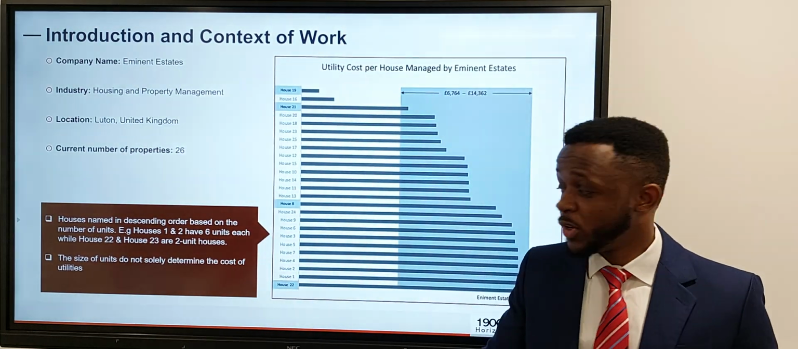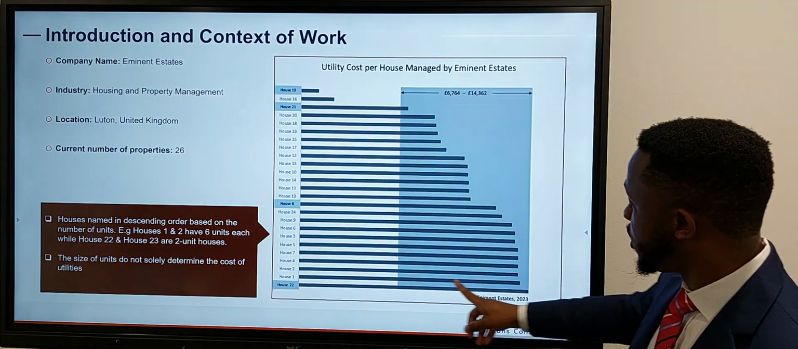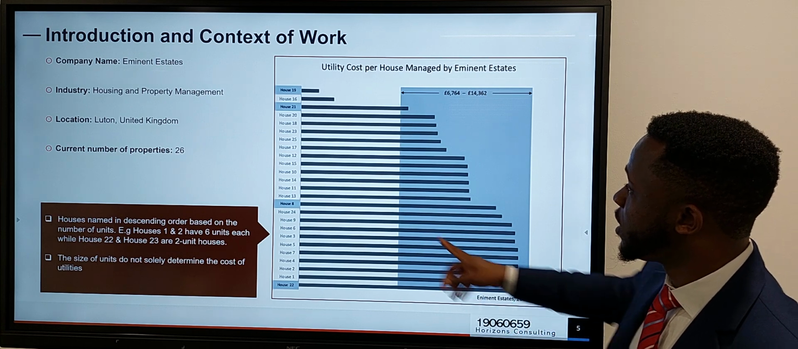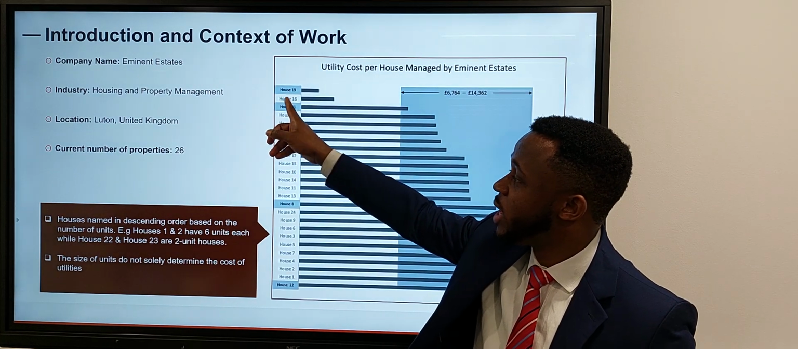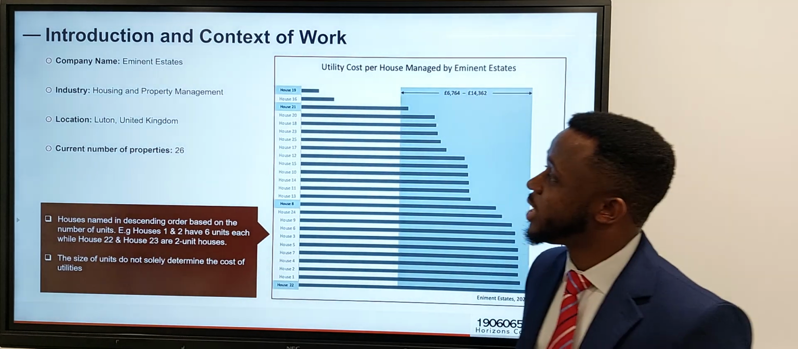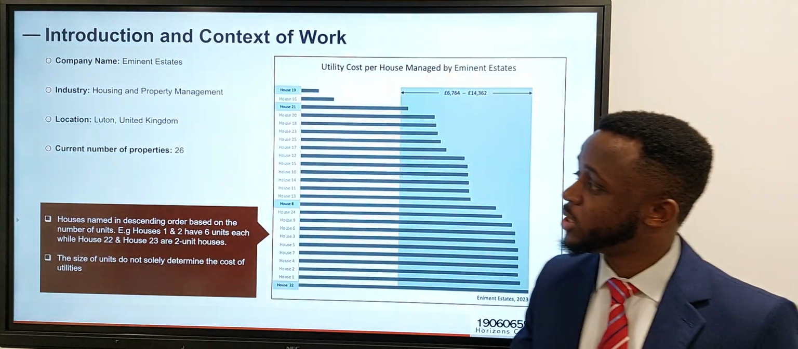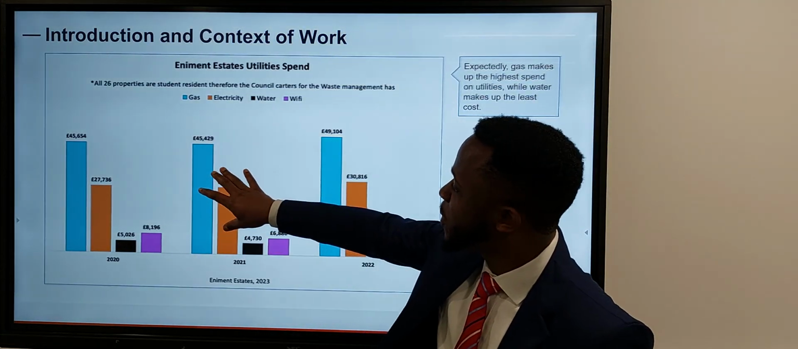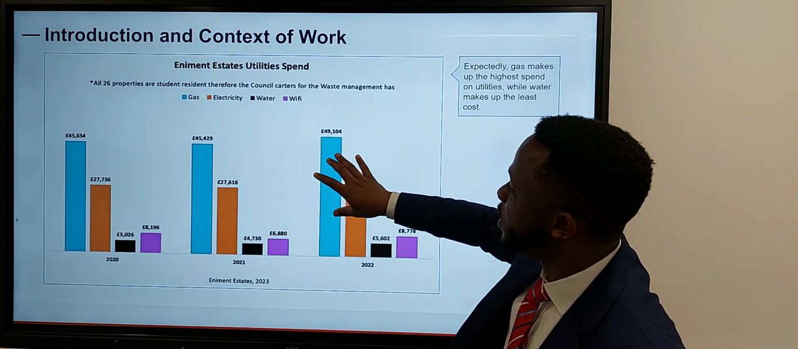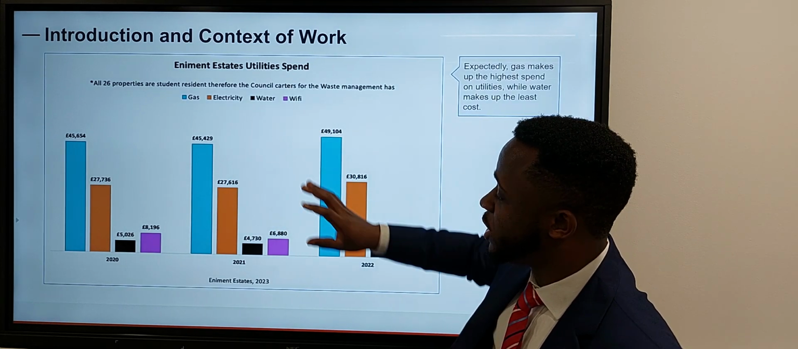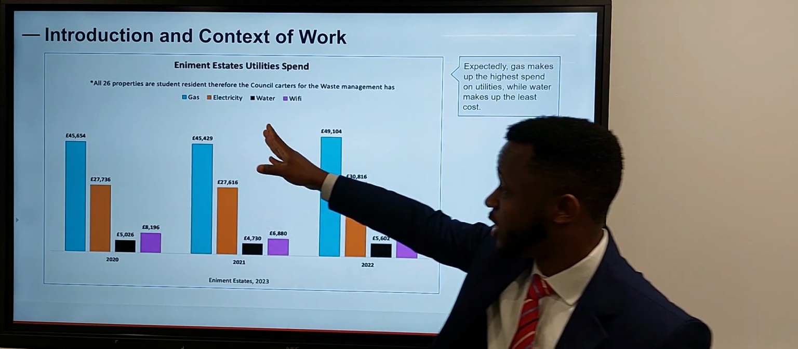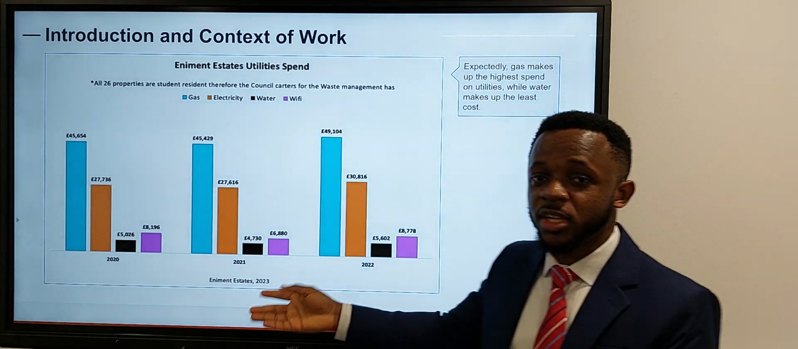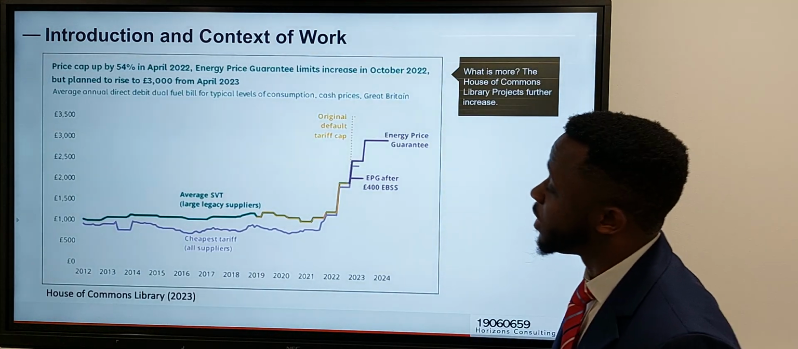However, what I notice is that the size of the house does not solely determine the cost spent on utilities for that house. For instance, you notice that House 1 costs more to service utilities compared to House 21, for example, or House 16. And that's what we notice. And again, we also notice that, as expected, gas costs the client the most in the whole utility spend, followed by, again as expected, electricity, then Wi-Fi, and then water, which is the cheapest cost.